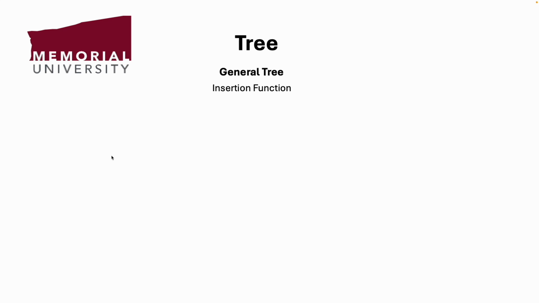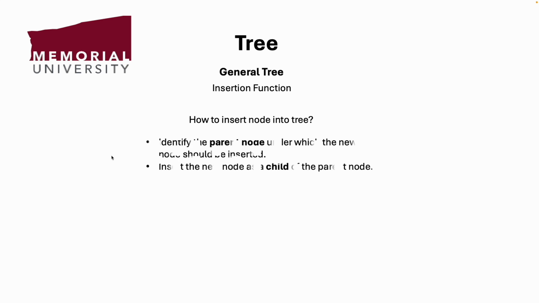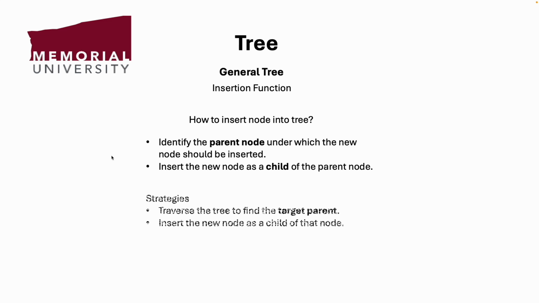Last lecture we learned about the tree insertion function, which is how to insert a node into a tree. First, identify the parent node under which the new node should be inserted. Second, insert the new node as a child of the parent node. The strategy is to traverse the tree to find the target parent and then insert the new node as a child of that node.